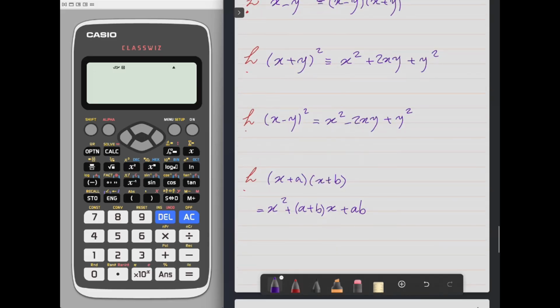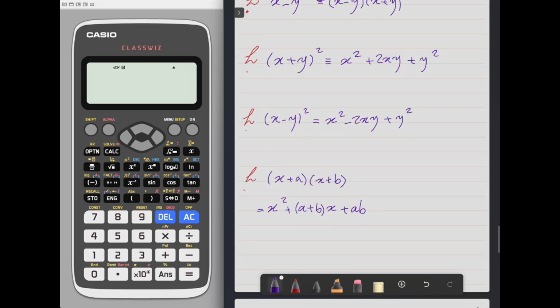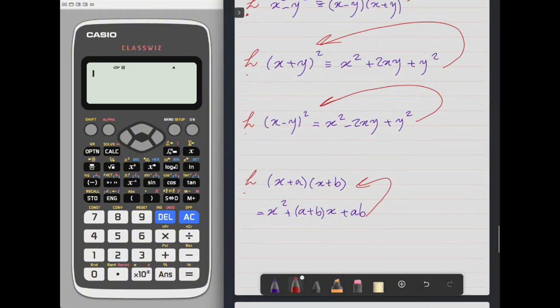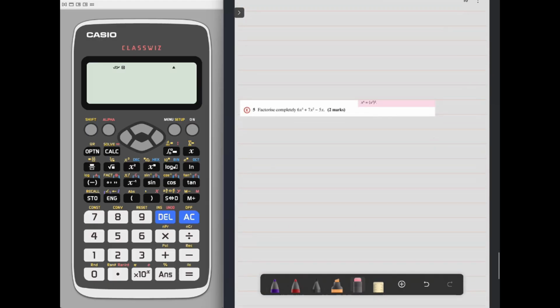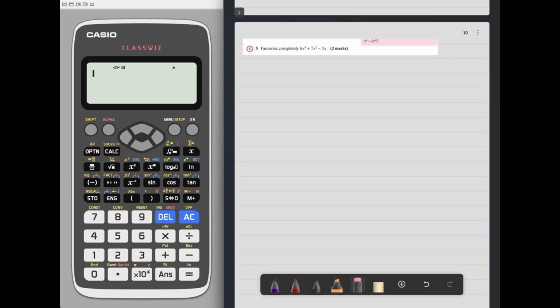And guys, why did I mention these in the factorization section? Because the reverse process of these is going to be factorization, and they are very important to remember, guys. Very important to remember. It saves you a lot of time if you just memorize this.